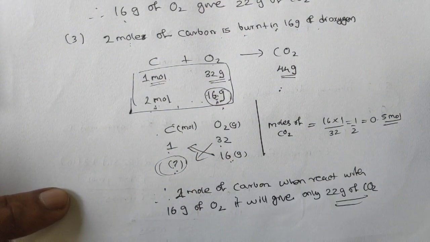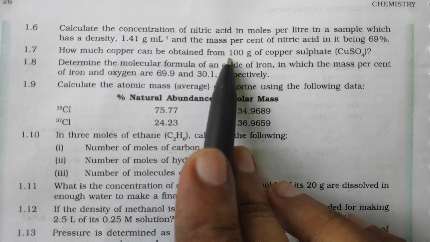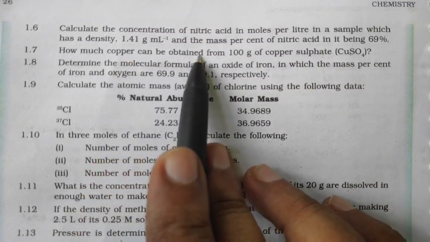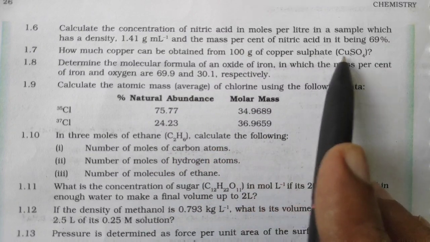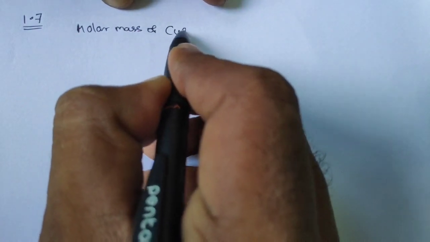Okay? The next, question 1.7: How much copper can be obtained from 100 gram of copper sulfate, CuSO4? How much copper can be obtained from 100 gram of copper sulfate? So that we are going to discuss next. See, for this question, first we will calculate the molar mass of CuSO4.